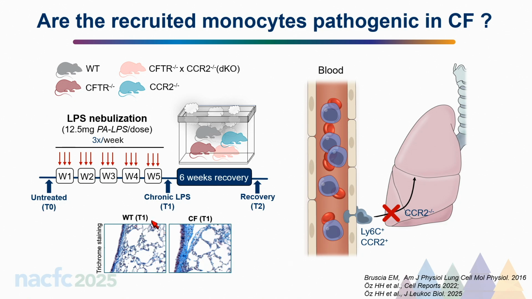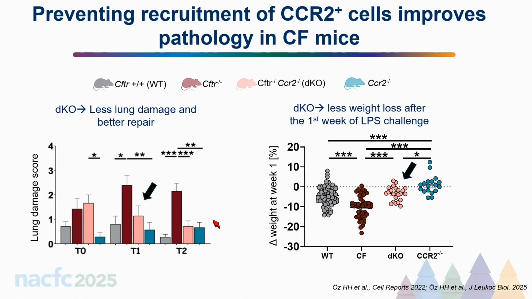And to answer the question whether the monocytes may contribute to this damage, we took advantage of mouse genetics, and we crossed the CF knockout animals with the CCR2 knockout animals, making a double knockout. If you remember from the previous slides, if you lose CCR2, the monocytes cannot reach the lungs. So, just a few pieces of data from this study that we published a couple of years ago. If we look at the lung damage score at the end of the chronic exposure to LPS, the double knockout are protected from lung damage compared with the CF.